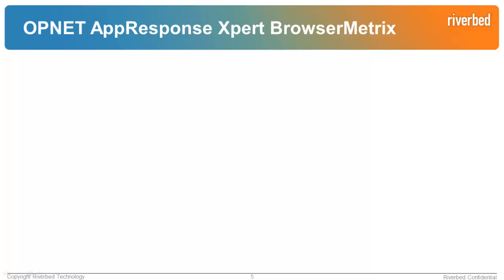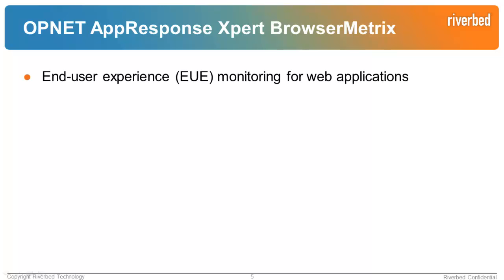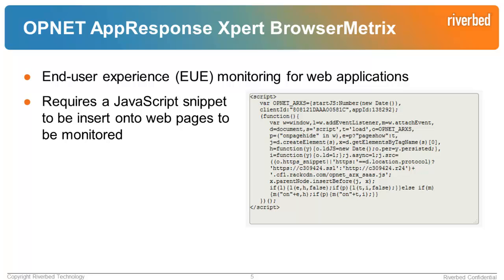Opnet App Response Expert Browser Metrics is a pure cloud-based solution for monitoring end-user experience for your web applications. It functions by use of a JavaScript snippet that you insert into each web page. The JavaScript snippet then feeds back information such as response time to the Opnet cloud. But rather than manually inserting this JavaScript snippet onto each page, it would be nice if we can automate this.